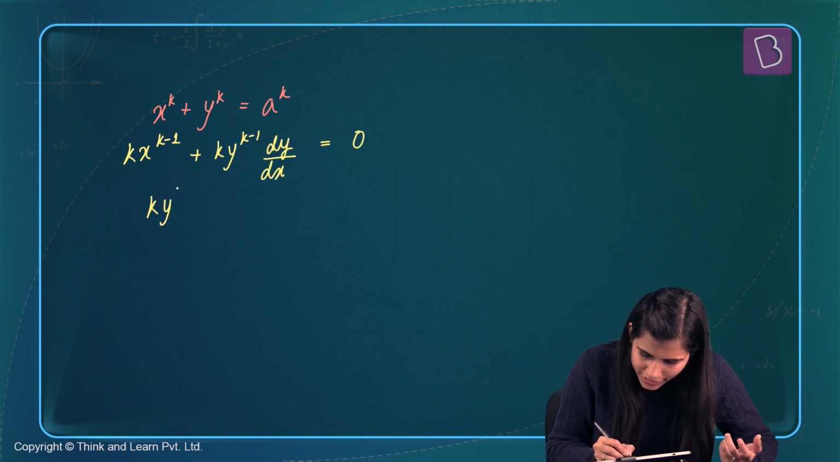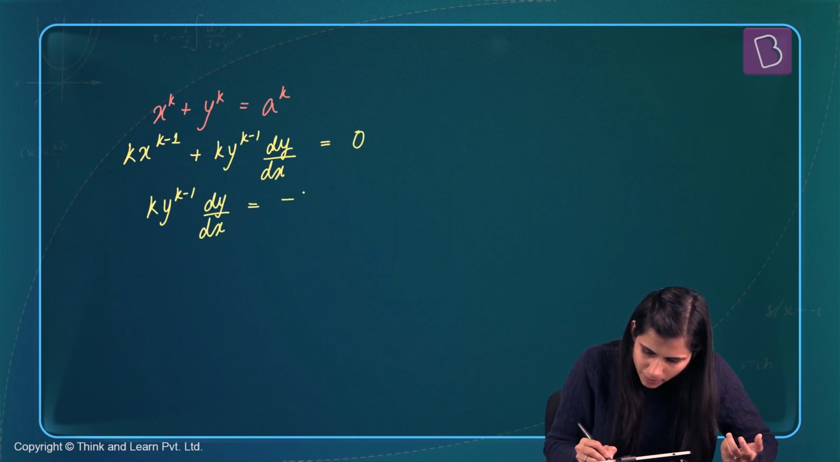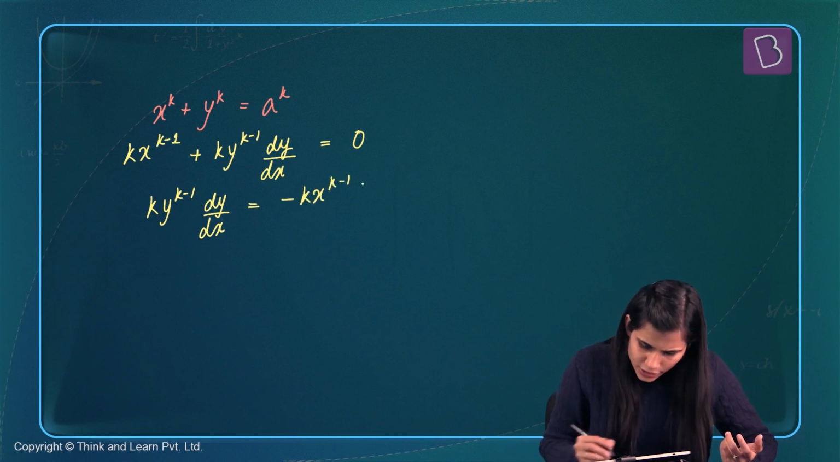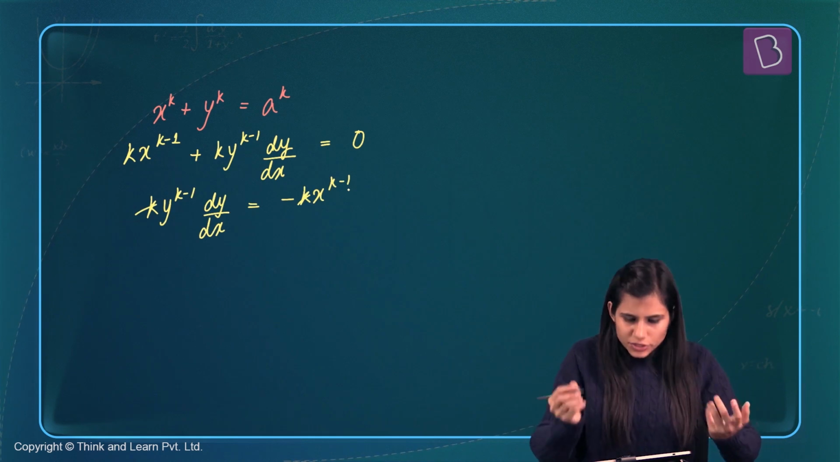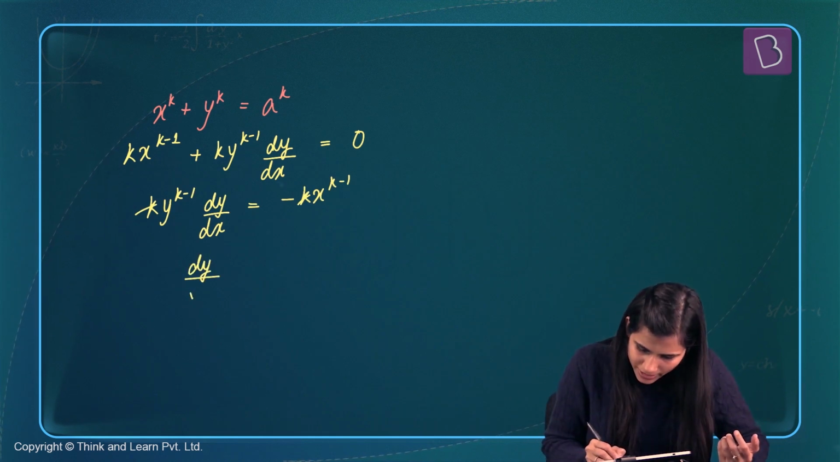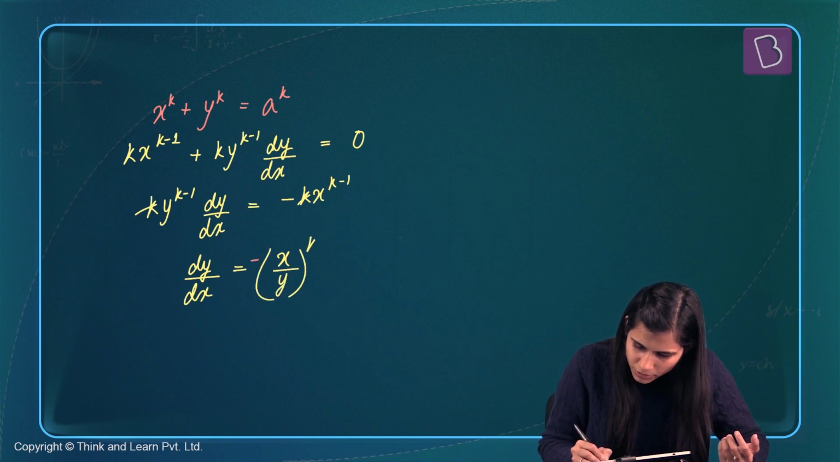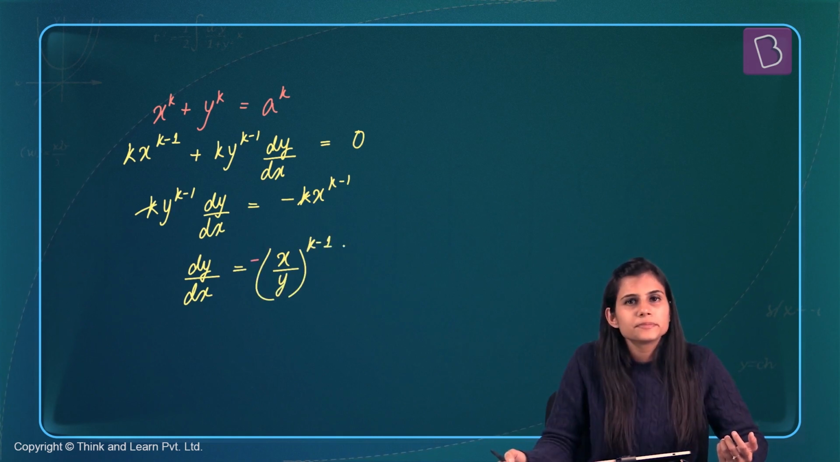Okay, well, this is pretty simple now. You get k y to the power k minus 1 dy/dx equals minus of k x to the power k minus 1, right? So your k gets cancelled, it's positive, right? So your dy/dx comes out to be equal to minus (x/y) whole to the power k minus 1.